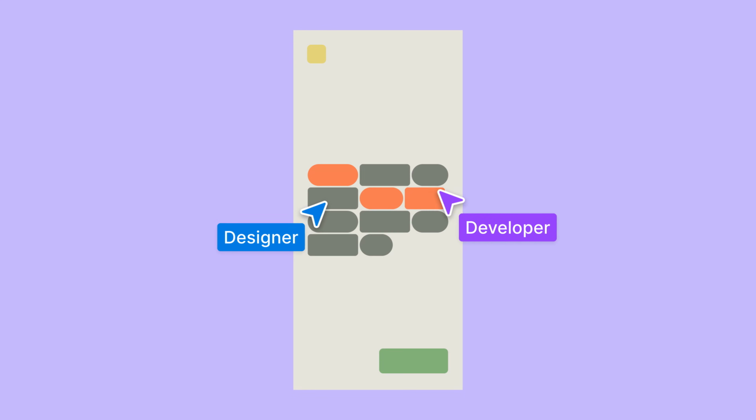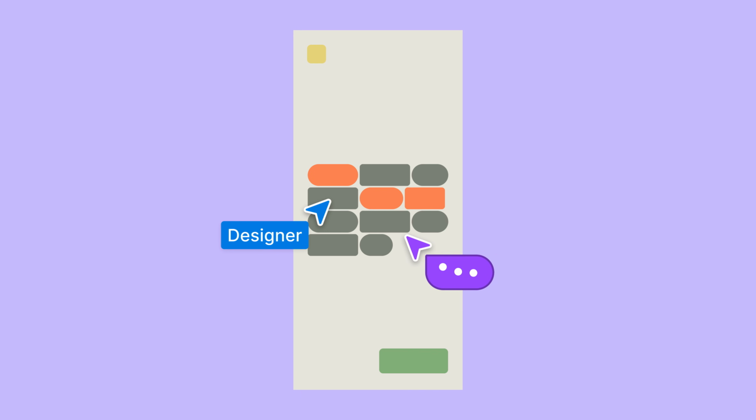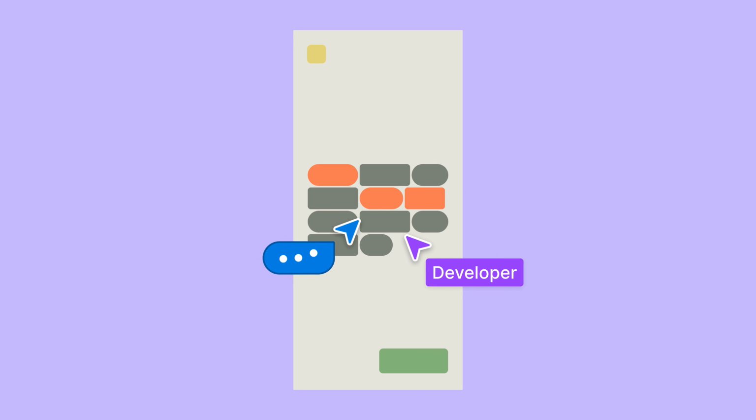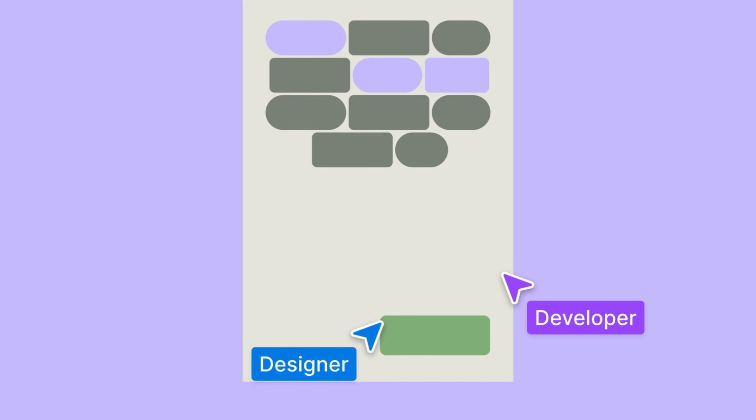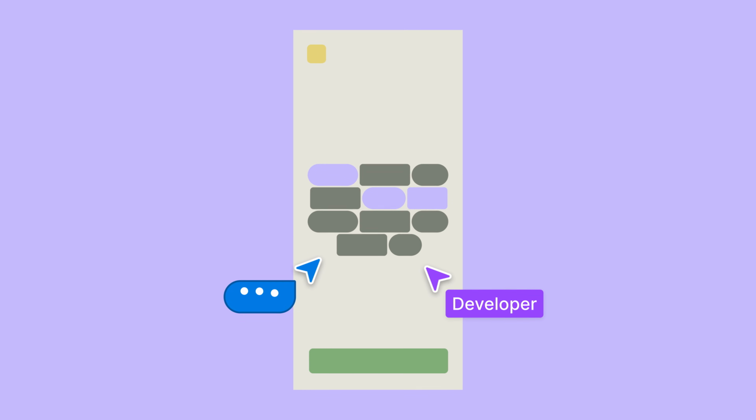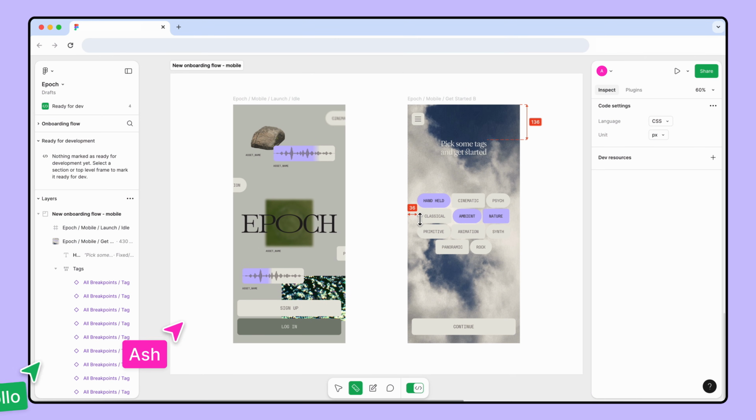When it comes to design handoff, communication is key. Let's be real, handoff is more than just a one-time thing. As designs change, designers need to be able to iterate while still providing clarity to developers about what's new and what's ready to build.